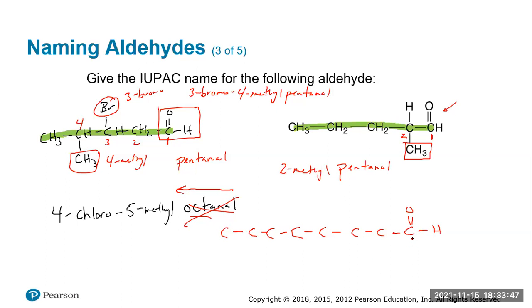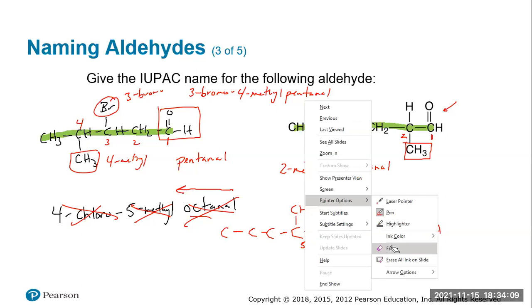Remembering that because I put my group right here, that has to be carbon 1, which means that's carbon 2, carbon 3, carbon 4, carbon 5. I have a methyl group. Takes care of that. Carbon 4, I have a chloro group. Takes care of that. Everything else here is going to be our hydrogens.